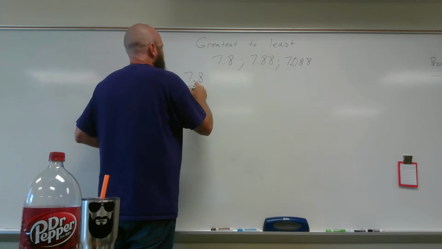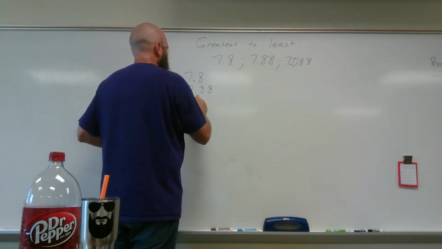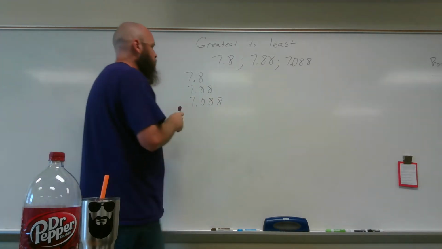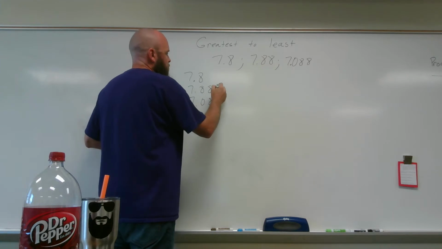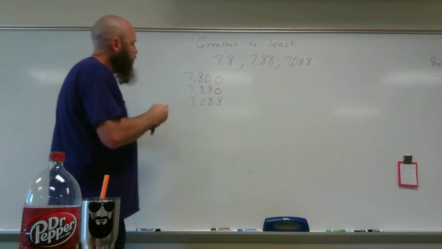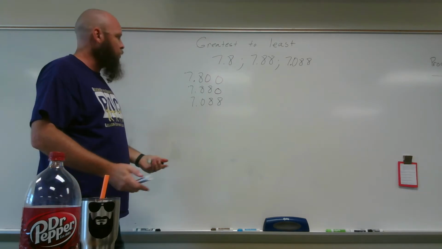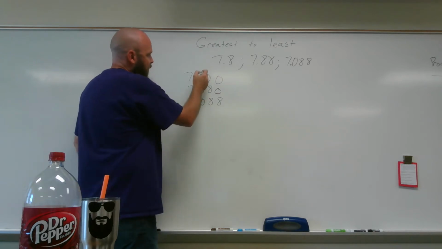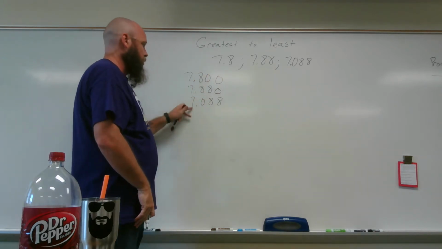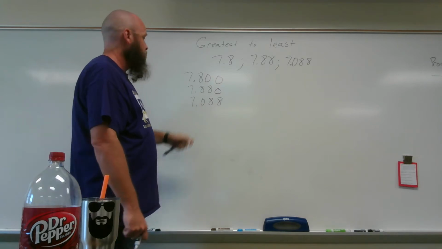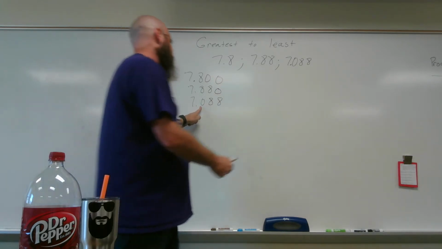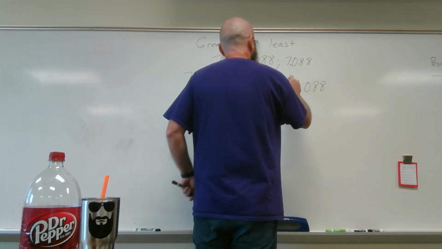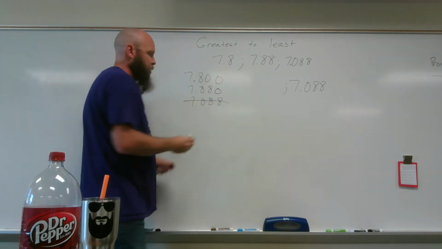7 and 8 tenths. 7 and 88 hundredths. 7 and 88 thousandths. If I put my zeros in so that they all go out to the thousandths place, in front of the decimal points, I have sevens all the way across. Behind the decimal point, I have an 8. In my tenths place, I have an 8, and a 0. Well, the 0 is obviously smaller than the 8s, so that's going to automatically make it the smallest number. So 7 and 88 thousandths is the smallest number.